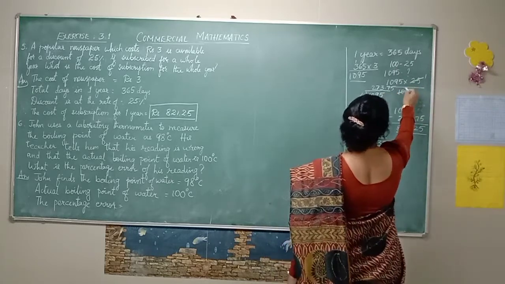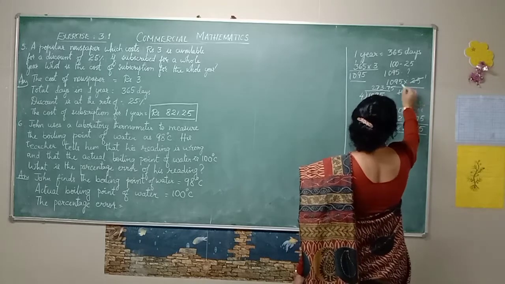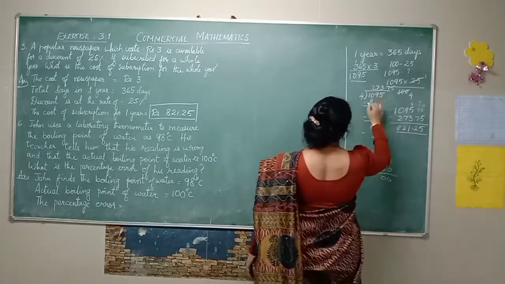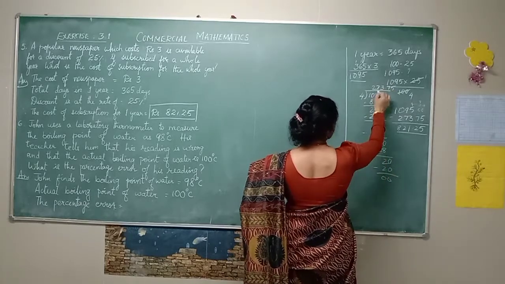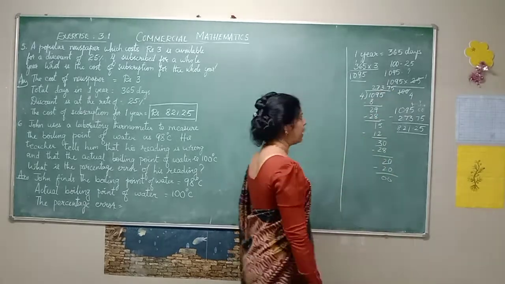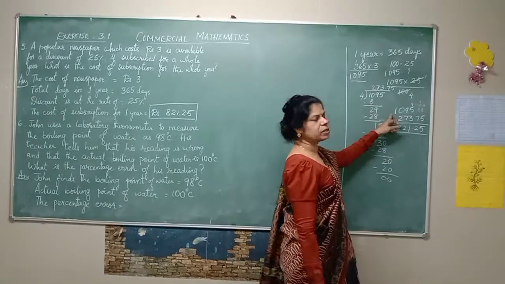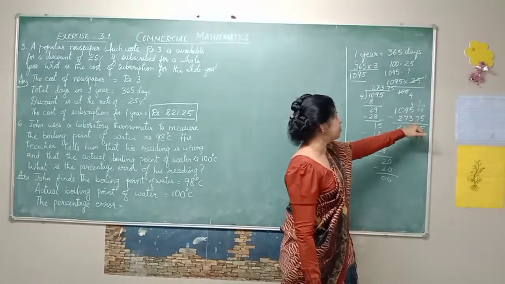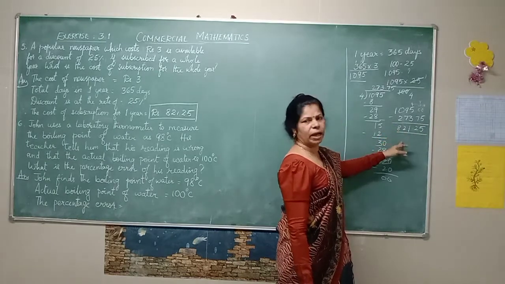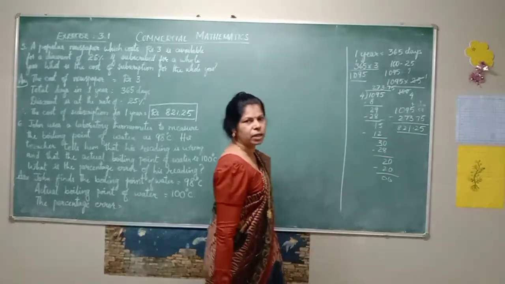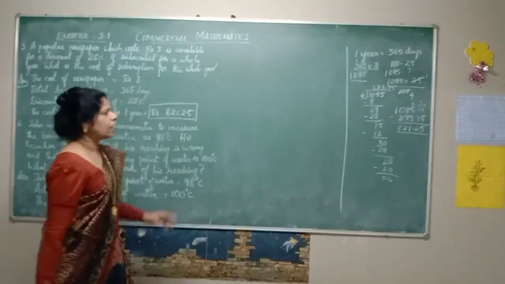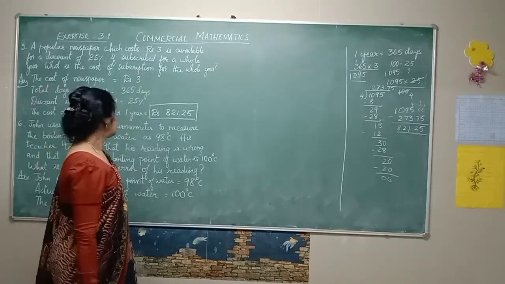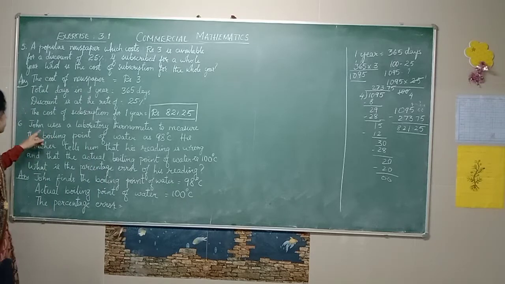Already I have done this now. So here 1095 divided by 4, when you do, you get the answer as 273.75. Actually the amount was 1095, but there is a discount of 273 rupees 75 paise. So when you minus, you get 821 rupees 25 paise. That will be the subscription for the whole year. Now let us move on to the next one.